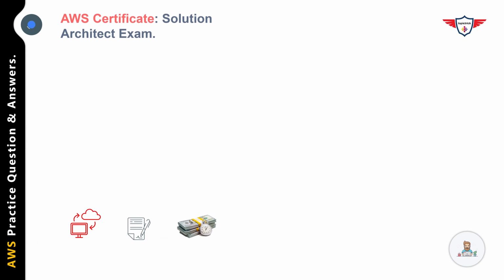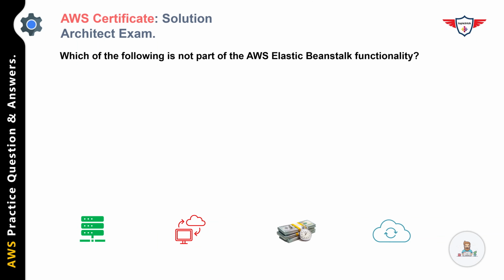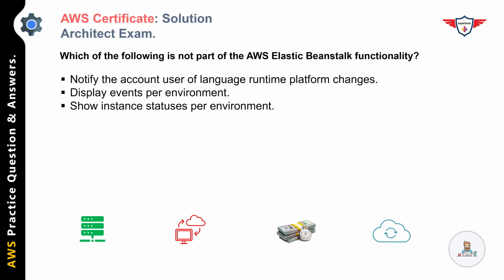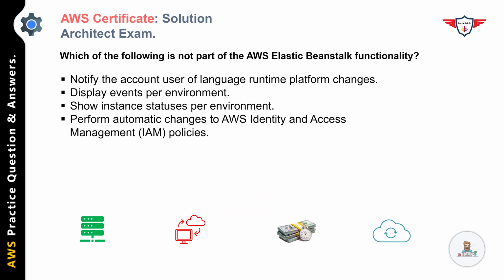So let's get started. Which of the following is not a part of AWS Elastic Beanstalk functionality? The options are: notify the account user of language runtime platform changes, display events per environment, show instance status per environment, and perform automatic changes to AWS Identity and Access Management policies.